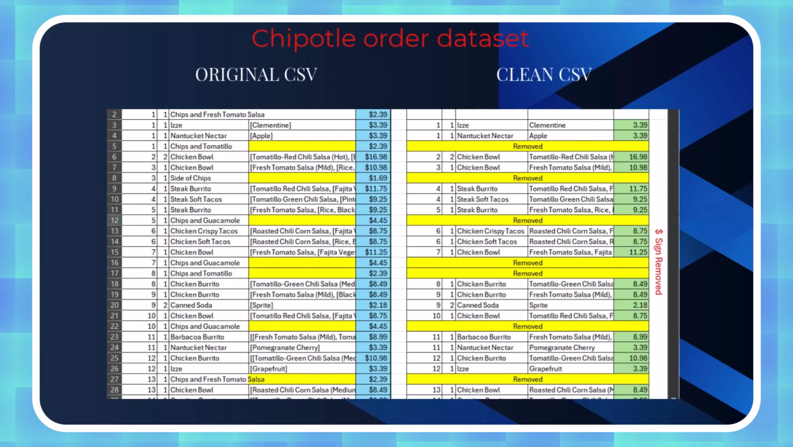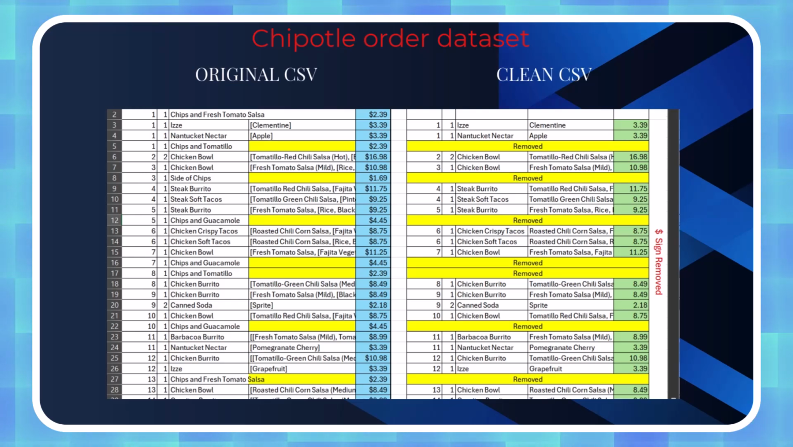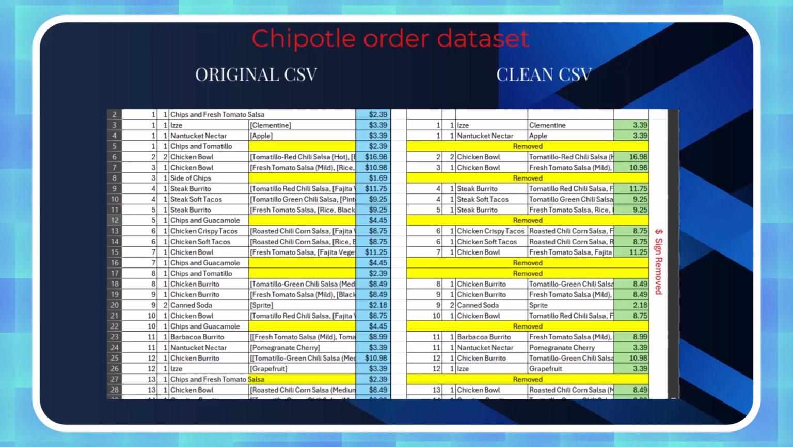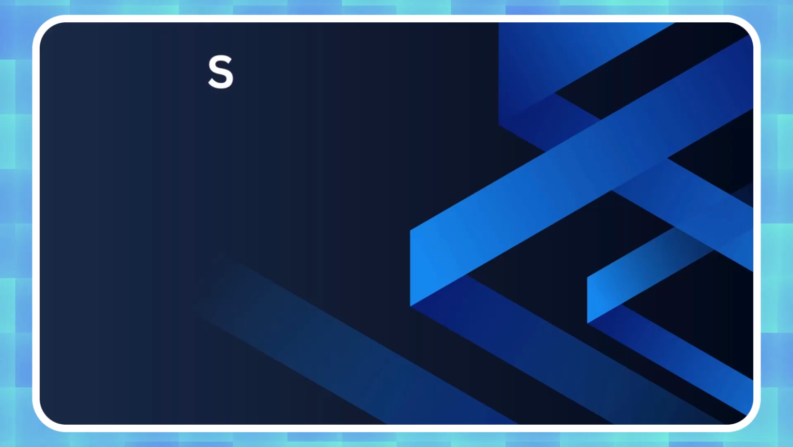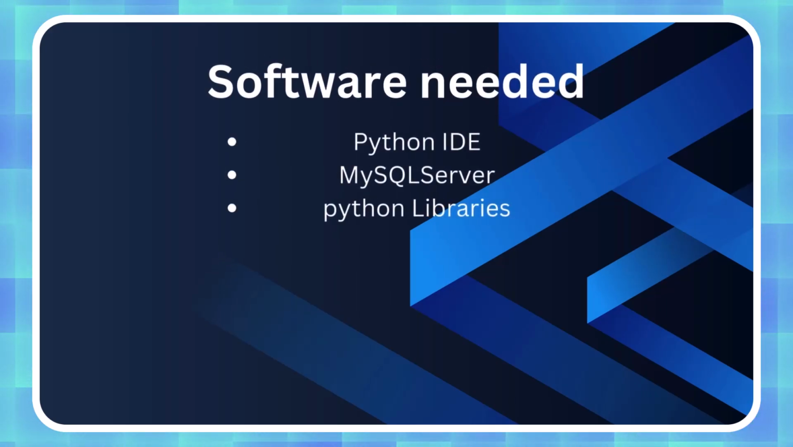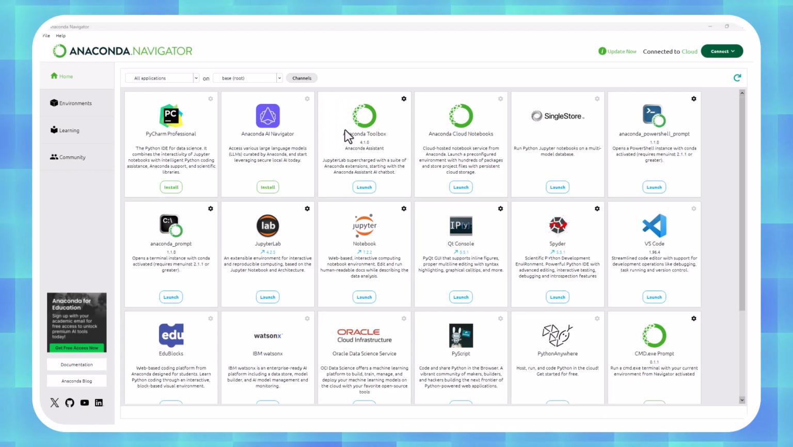We're going to work with a Chipotle order dataset. It comes with messy values like $ signs and brackets. Our job is to clean it and insert it into MySQL, but with JSON-style documents instead of traditional tables. Here's what we need: Python with pandas, JSON, and MySQLX connector Python installed, and a MySQL server running that supports DevAPI.